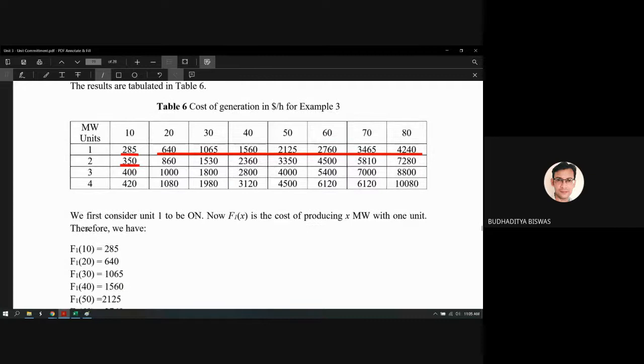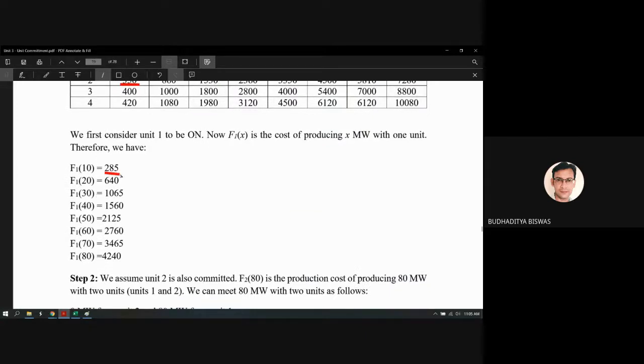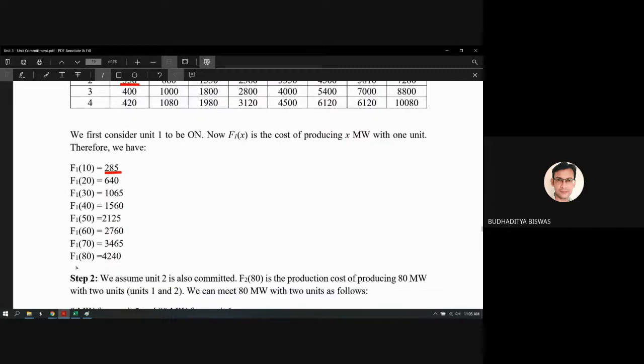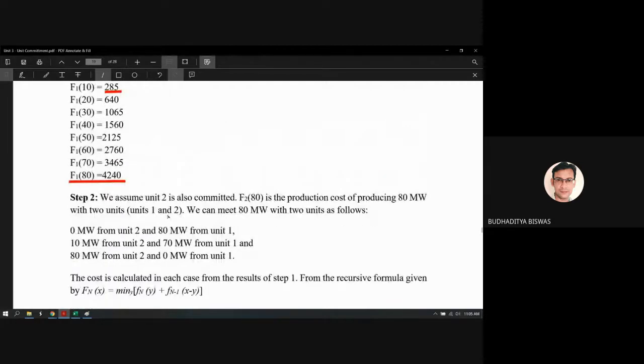Come to this one. So we first consider unit 1 to be on. Now F1(x) is the cost of producing x megawatt with unit 1. Therefore, F1(10) equal to 285 as it is. F1(20) equal to 640. F1(30) equal to 1065. F1(40) equal to 1560, like this one. And at last F1(80) equal to 4240. This is our step 1.